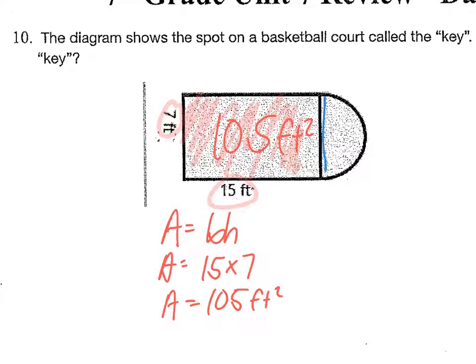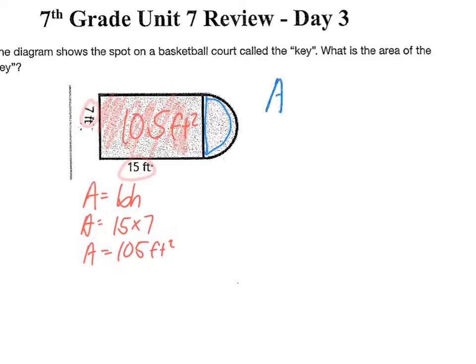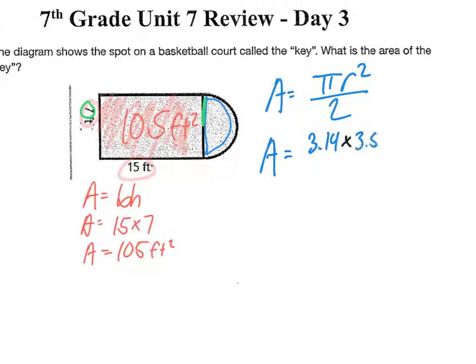Now I've got to deal with my semicircle right here. So again, the area for a semicircle, or half of a circle, is area equals pi r squared divided by 2. And start plugging in what I know. Area is, now I've got my pi, is 3.14. I need my radius. I need that distance halfway across this circle right here. Well, all the way across is 7 feet. Halfway across is half of 7. So 7 divided by 2 is going to be 3.5. So this is going to be times 3.5 squared. And again, divided by 2.